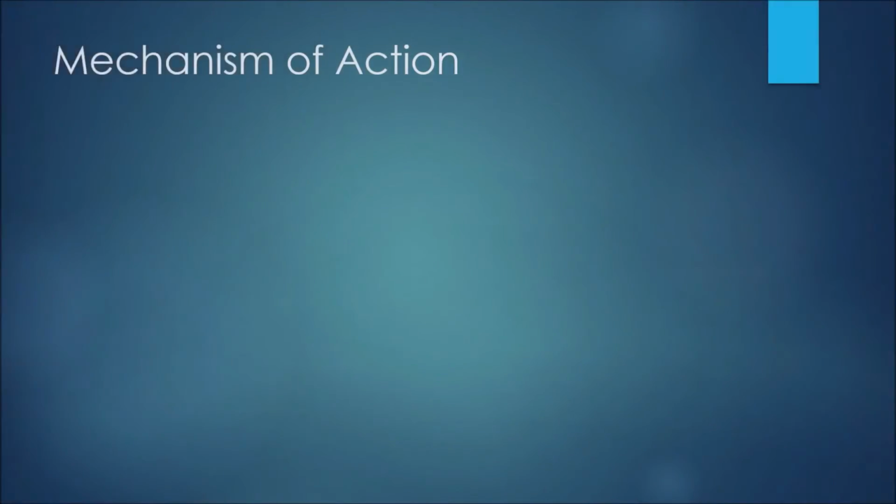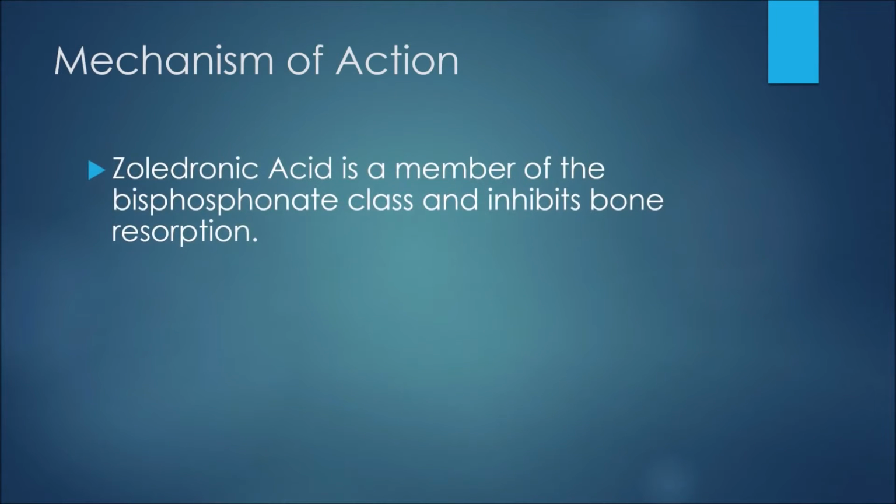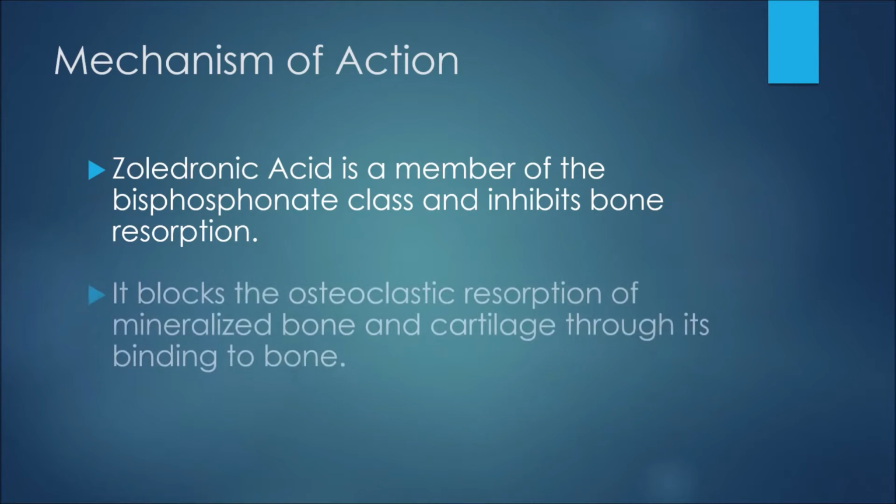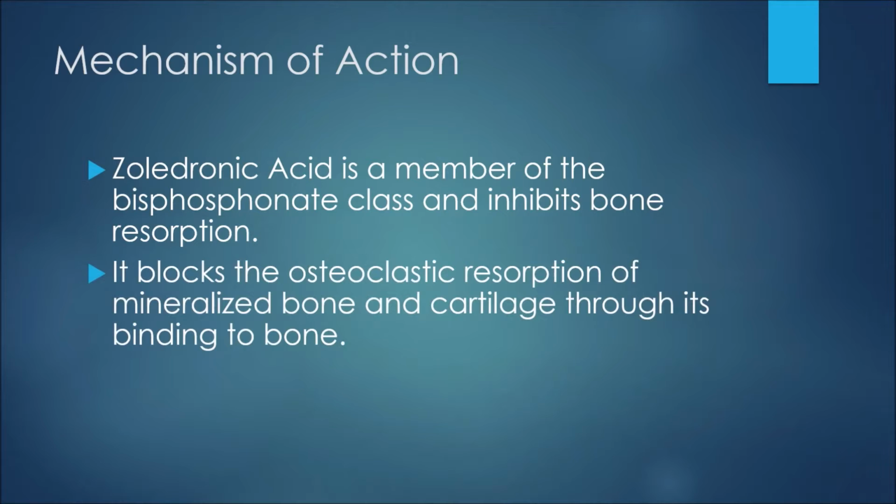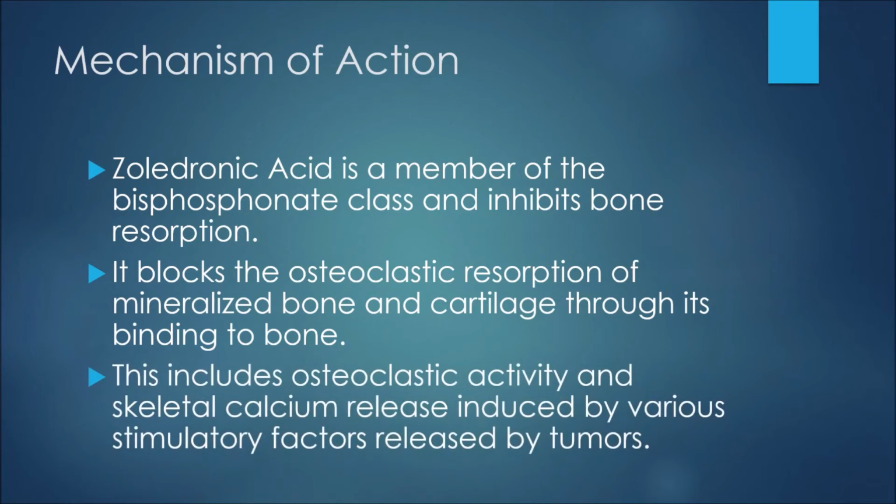So the first thing to discuss here will be the mechanism of action or how this medication works. So Zoledronic acid is a member of the bisphosphonate class and inhibits bone resorption. It blocks the osteoclastic resorption of mineralized bone and cartilage through its binding to bone. This includes osteoclastic activity and skeletal calcium release induced by various stimulatory factors released by tumors.